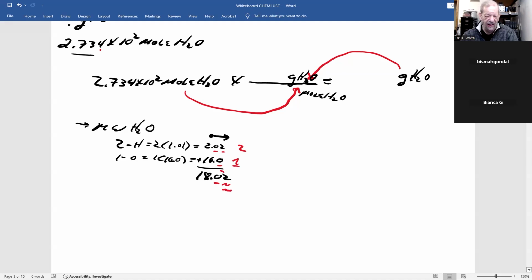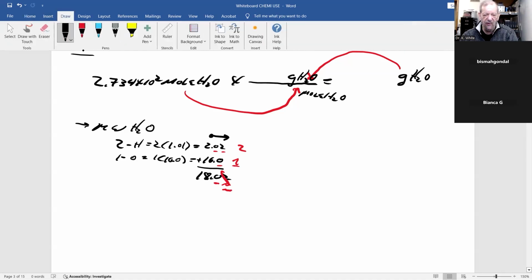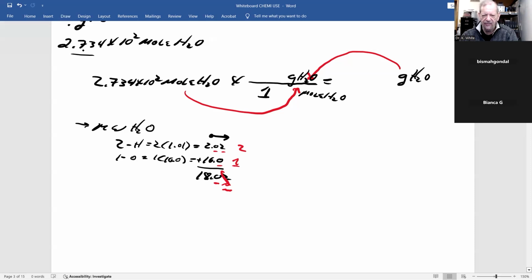That's 4 or less. I'll drop it. So the molecular weight of water is 18.0. So for every 1 mole of water, the molecular weight is 18.0. And that's where we get those numbers.